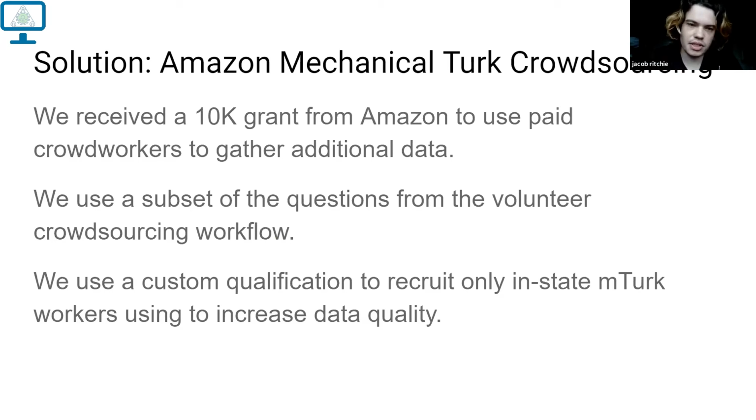So we received a 10K grant from Amazon to gather this data. We used a subset of the questions from the survey I showed you earlier that the volunteer crowdsourcers went through. So we're only looking at the intervention aspect and no longer at compliance. The people answering this survey are people who often do tasks on mTurk for a living. And instead of being someone who resides in the specific county that we're interested in, we just enforce that they reside in the state so that they have a rough idea of the geography of the area they're gathering data for, but they don't necessarily have to be there on the ground.